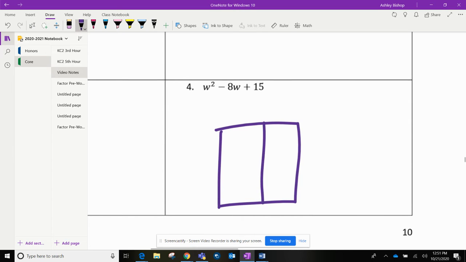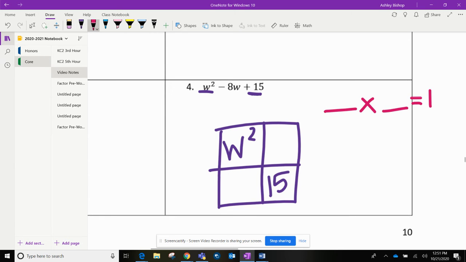I need a box, and I start off the problem the same way. In the box method, my first term goes in my first box, and my last term goes in my last box. Okay? Then I want to find which two numbers multiply to get positive 15, but when I add them, it's going to equal negative 8, W. So now notice not everything is positive.